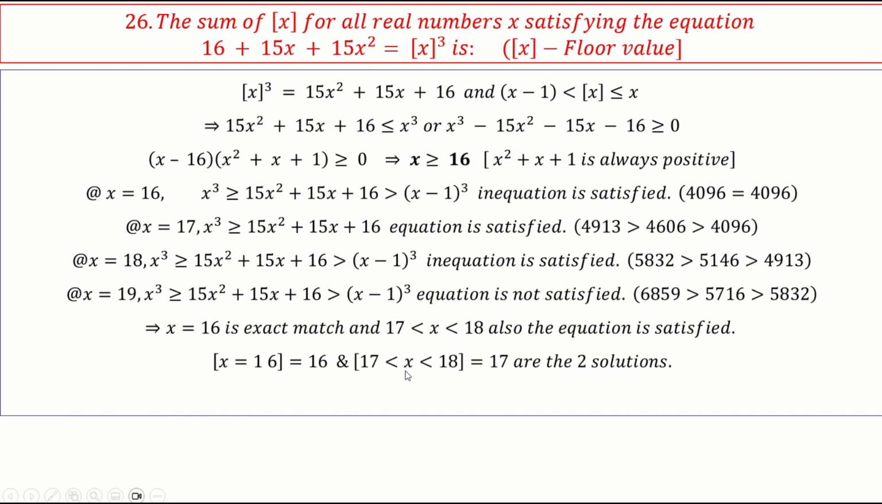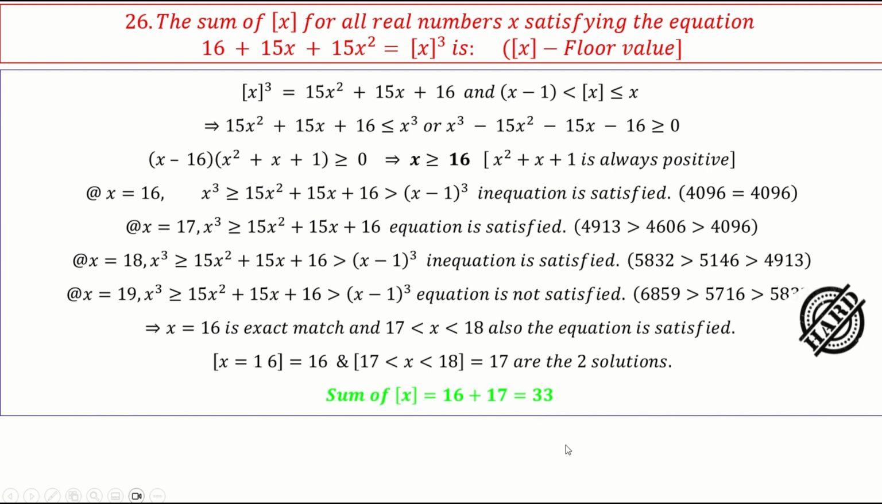Floor of any number between 17 and 18, you get only 17. So these two are the solutions. 16 and 17 are the solutions. The question here asked is the sum of floor x values. So the answer is 16 plus 17, which is 33. This is the answer.